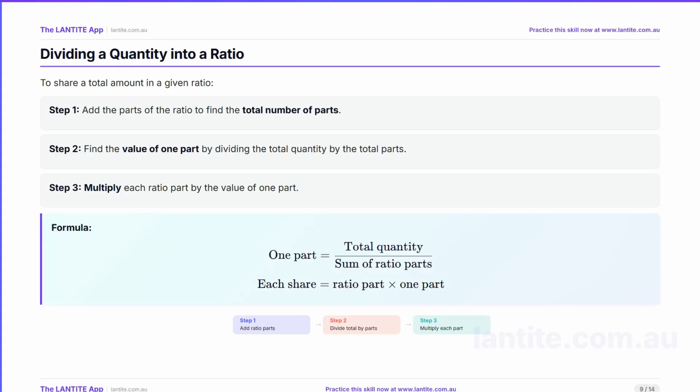Dividing a quantity into a ratio is one of the most important skills for the LANTITE. The method has 3 steps. First, add up all the parts of the ratio to find the total number of parts. Second, divide the total quantity by the total number of parts to find the value of one part. Third, multiply each ratio part by the value of one part. This gives you each share. Let us see this in action with an example.